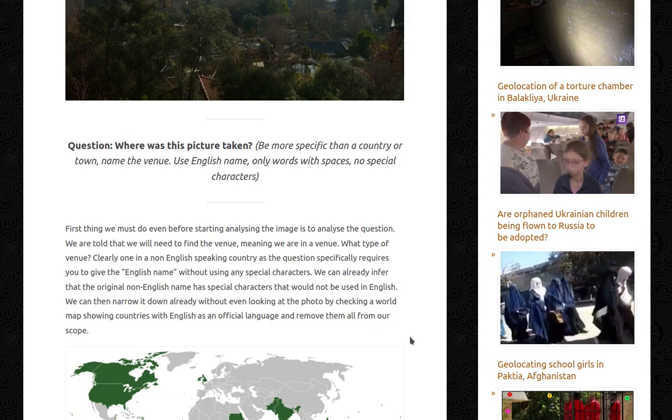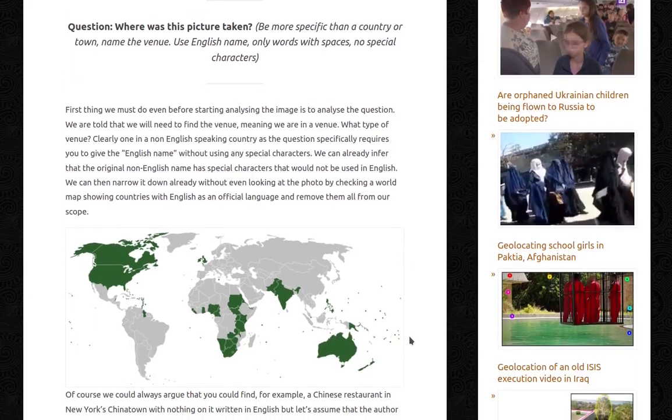We are told that we'll need to find a venue, meaning we are in a venue. What type of venue? Clearly one in a non-English speaking country, as the question specifically requires you to give the English name without using any special characters. We can already infer that the original non-English name has special characters that would not be used in English. We can then narrow it down already without even looking at the photo by checking your world map, showing countries with English as an official language and remove them all from our scope. So all of that, gone. It cannot be in any of them.